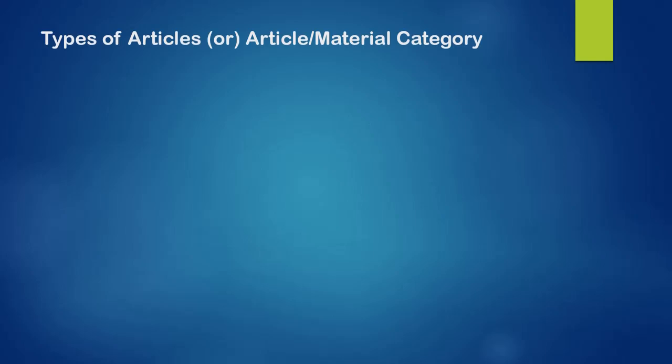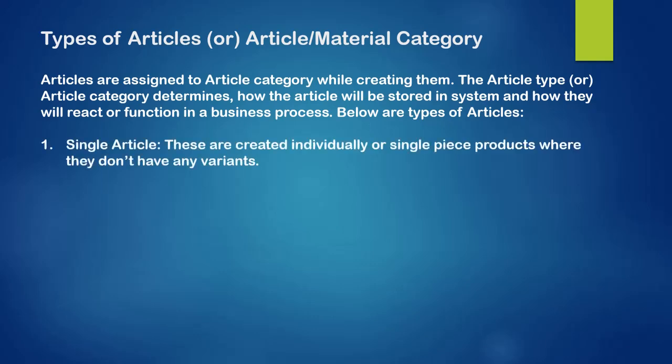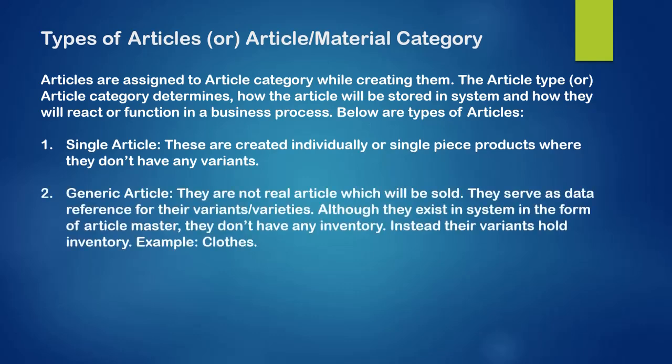So now let us go ahead and see types of articles. Articles are assigned to article categories or vice versa while creating them. An article type or an article category determines how the article will be stored in the system and how it will react or function in a business process. Some of the article types are single articles. These are created individually, or they are single piece products where they do not have any variants.